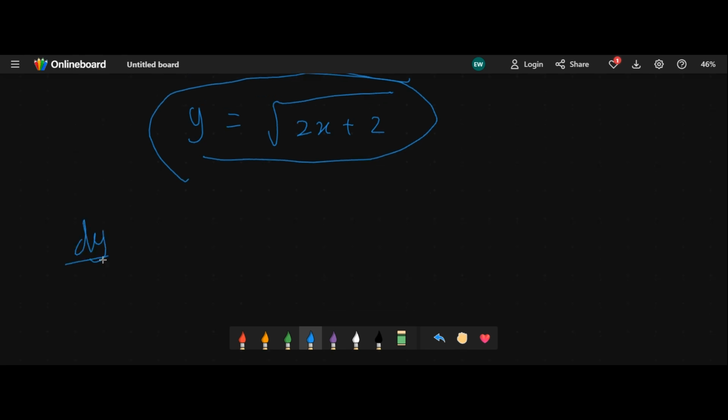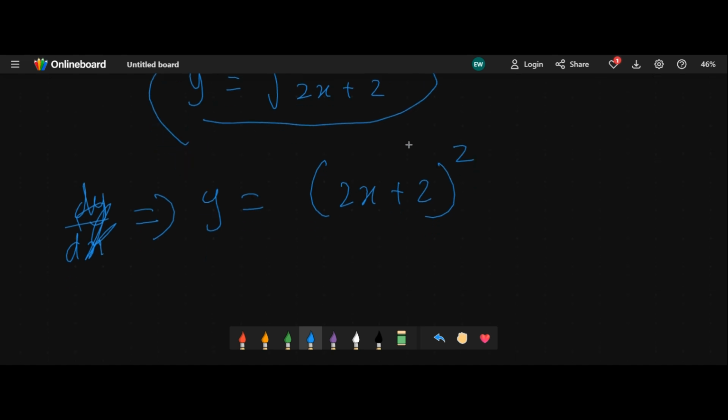So what is dy over dx? First of all, y is equal to, instead of square root, we can put a half. Square root means half. Square root x means x to the power half. If you differentiate now, dy over dx is equal to, now you can use the chain rule. It is very simple. You have to bring the 2 in front. Sorry, not 2, half. You have to bring the half in front.